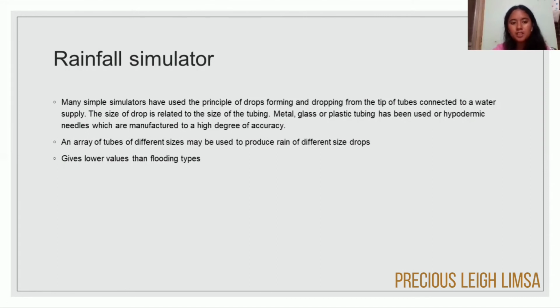Many simple simulators have used the principle of drops forming and dropping from the tip of tubes connected to a water supply. The size of the drop is related to the size of the tubing. Metal, glass or plastic tubing has been used, or hypodermic needles, which are manufactured to a high degree of accuracy. An array of tubes of different sizes may be used to produce rain of different size drops, and also it gives lower values than the flooding type.